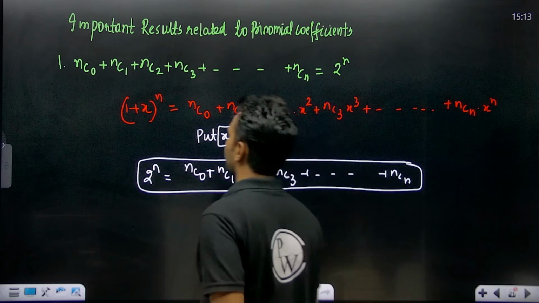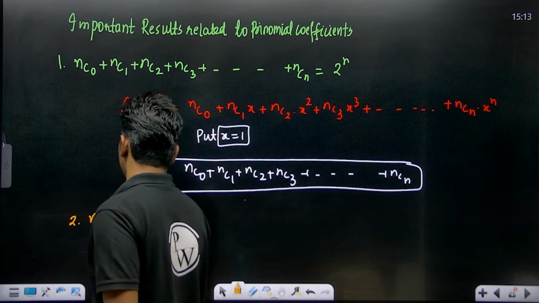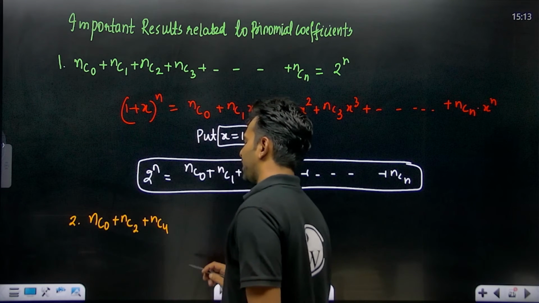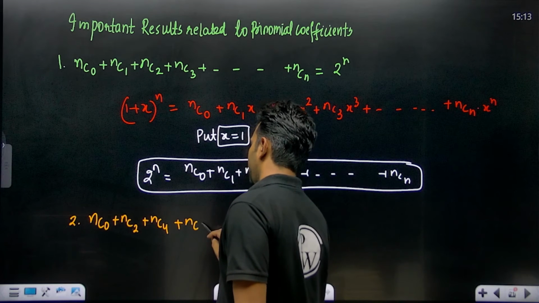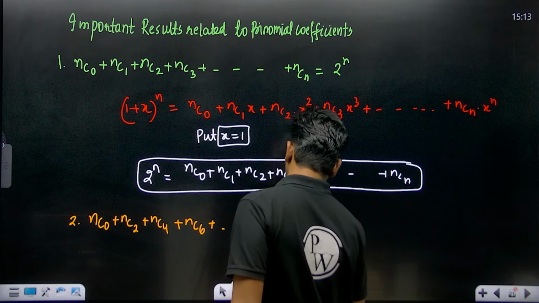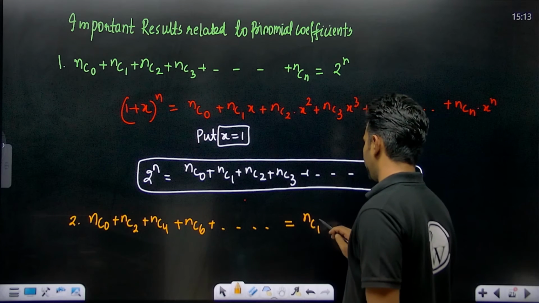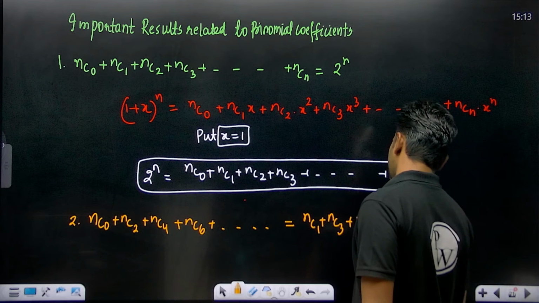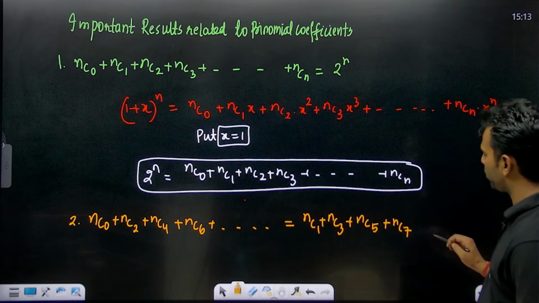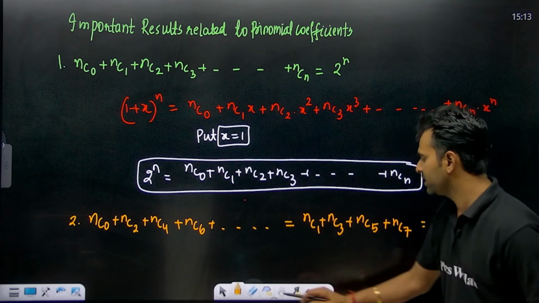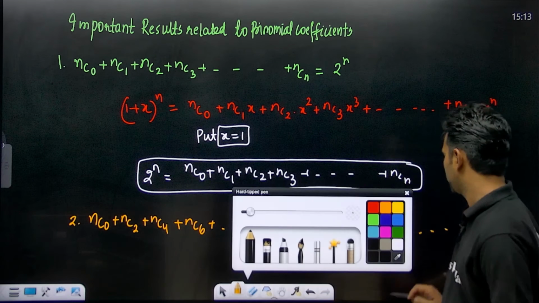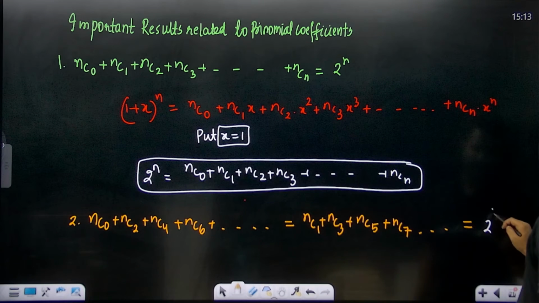Number 2: nC0 plus nC2 plus nC4, that is the binomial coefficients with even subscript, till nC6 and so on, will be equal to nC1 plus nC3 plus nC5 plus nC7, that is the binomial coefficients with odd subscript. And this will again be equal to 2 to the power n minus 1.